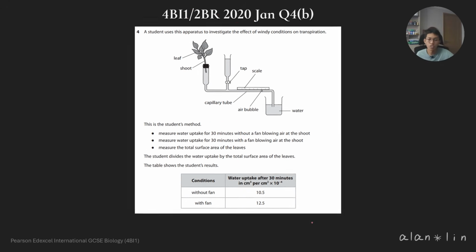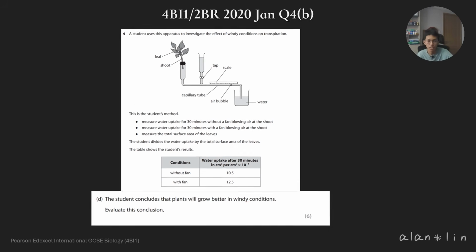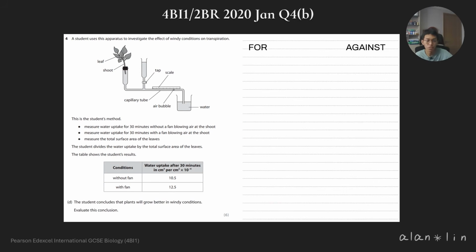Now we commence to the question. It says, the student concludes that plants will grow better in windy conditions. Evaluate this conclusion. So the words in the stem of the question signal to us that this is a conclusion question. And therefore, we're going to use that 1, 2, 3 strategy whilst arguing for the conclusion as well as against the conclusion.